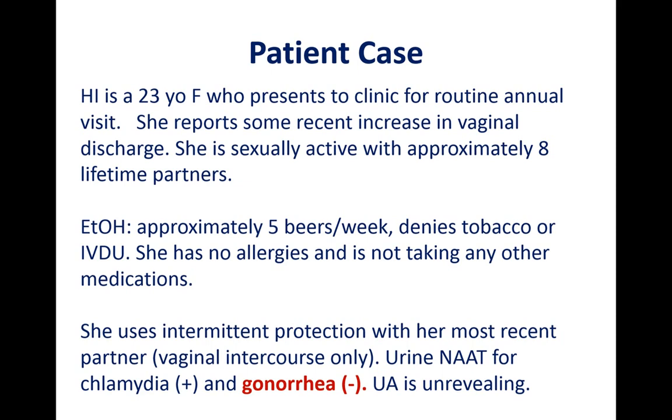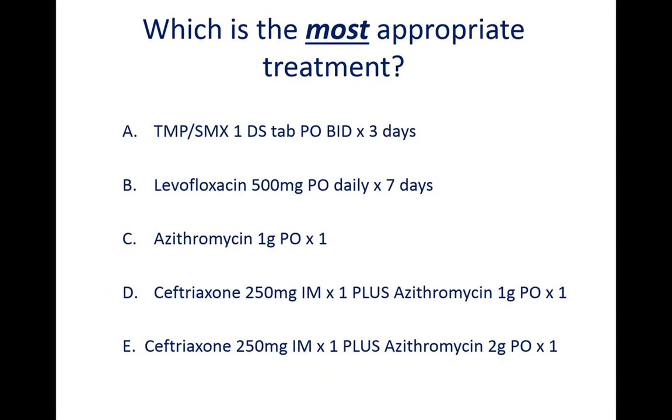When the urine was tested for NAT, it was positive for chlamydia and negative for gonorrhea. The UA is unrevealing, so she doesn't have a UTI. Which of the following is the most appropriate therapy?